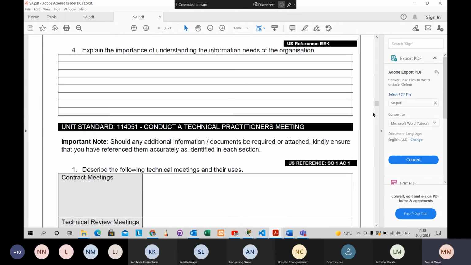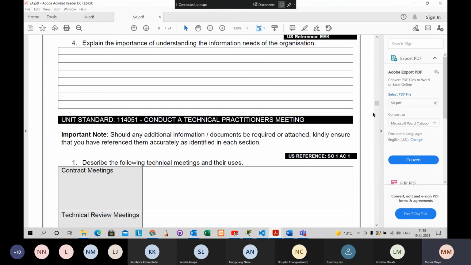All right, number 4: explain the importance of understanding the information needs of the organization. The question is kind of vague. Explain the importance of understanding the information needs of the organization.